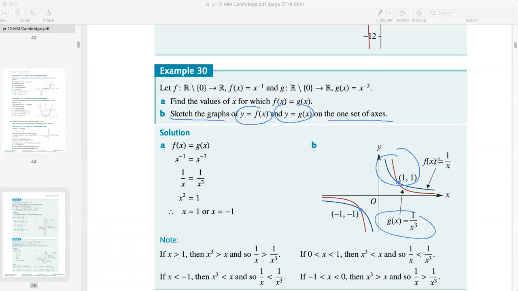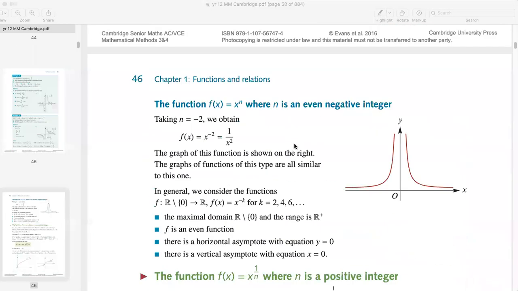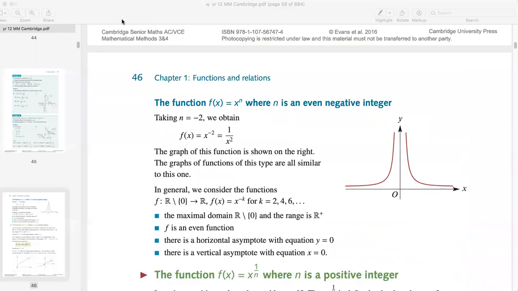So you have to use the arrow to indicate which graph is which one, okay? Just make sure to label clearly, okay? And let's keep going. For this part, it's an even negative integer, so the basic one we learned in the Maths Methods Unit 1 and 2 is 1 over x squared, so it's a truncus, okay?